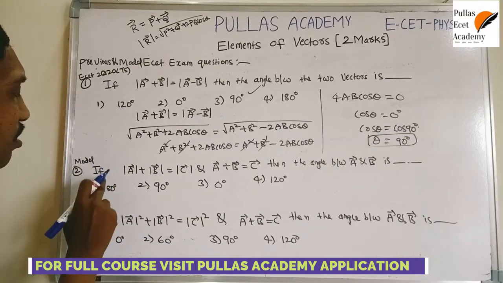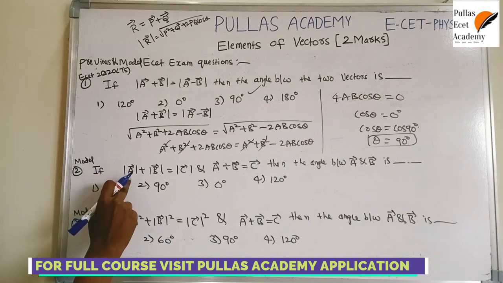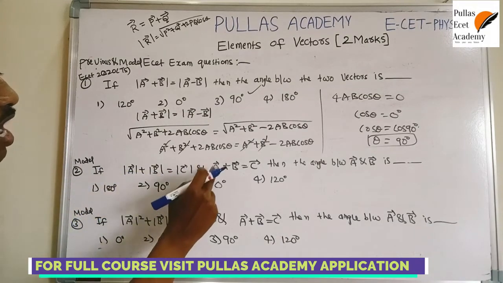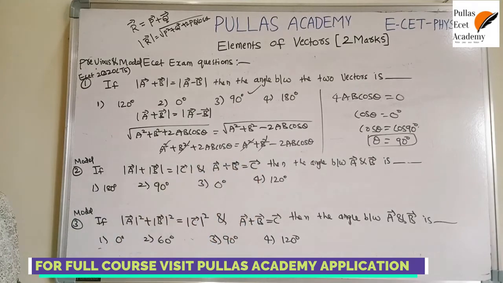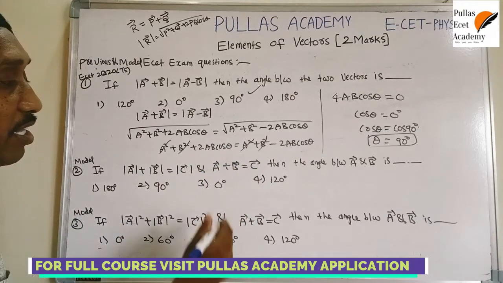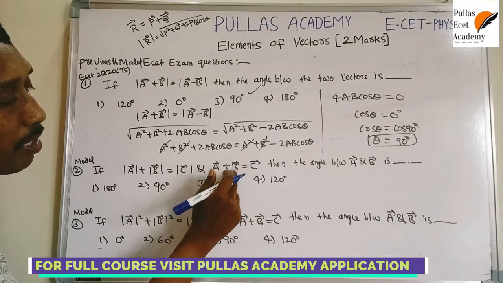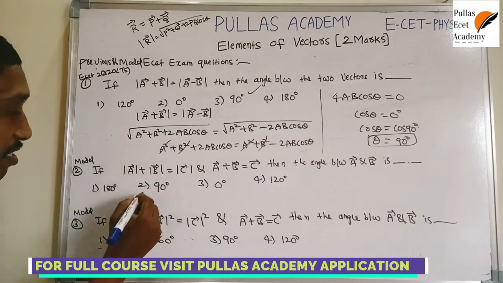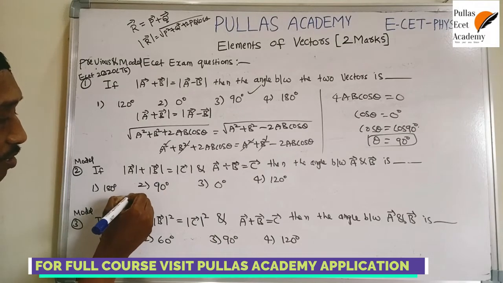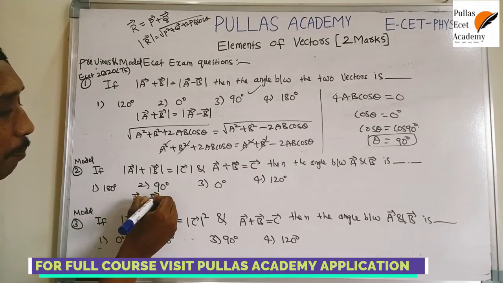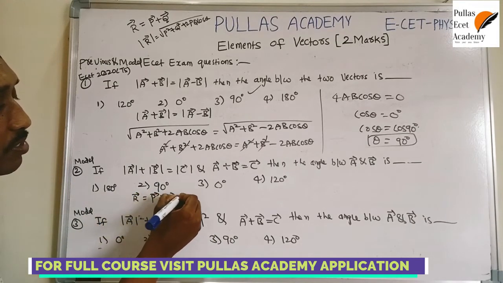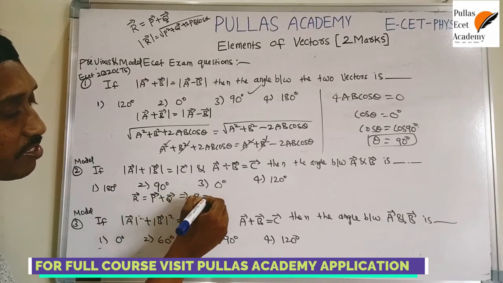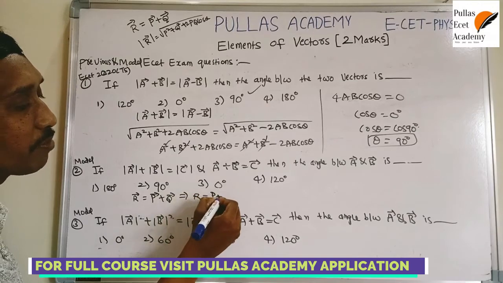Next, similar question here. Modulus A bar plus modulus B bar is equal to modulus C bar, and A bar plus B bar is equal to C bar. Then what is the angle between A bar and B bar? That means R bar is equal to P bar plus Q bar. Then modulus R bar is equal to this. In this way you have to understand, R bar is equal to P bar plus Q bar is given. From this formula, modulus R bar means R is equal to, what is given? P plus Q is given.